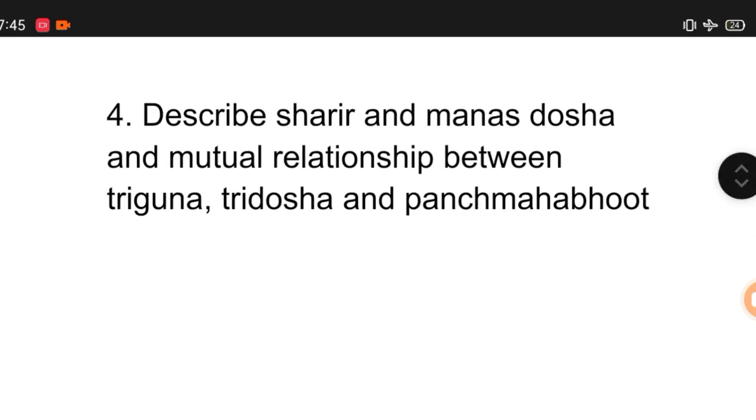Here the next question they will ask is: describe the Sharira and Manas doshas, and the mutual relationship between Triguna, Tridosha and Panchamahabhuta. Here, if you make a flow chart or a table, with Panchamahabhuta and the dominant one on one side, and on the other side Tridosha, meaning Vata, Pitta, Kapha, and which Pancha Mahabhuta contribute to each. Like that you have to explain, or one shloka is enough, they will give you marks. No need to write in paragraph form.